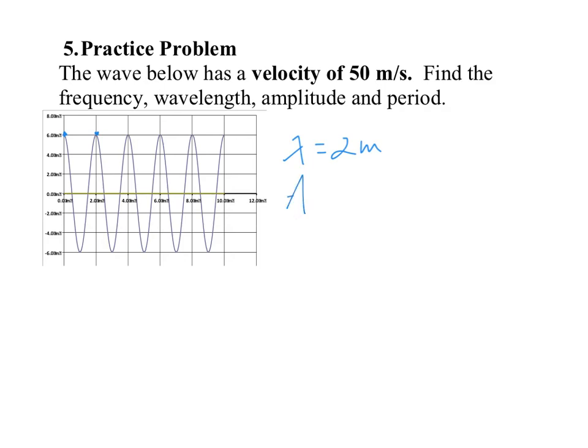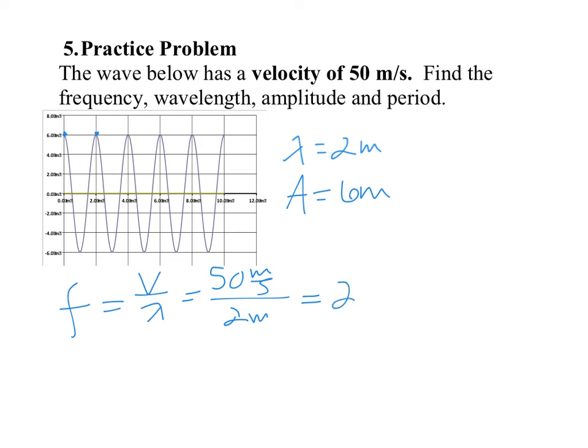So the amplitude equals 6 meters. The frequency, we have the speed. We know that frequency will equal v over lambda. So 50 meters per second divided by 2 meters. And this equals 25 hertz. So frequency equals 25 hertz. And the last thing we're looking for is the period.